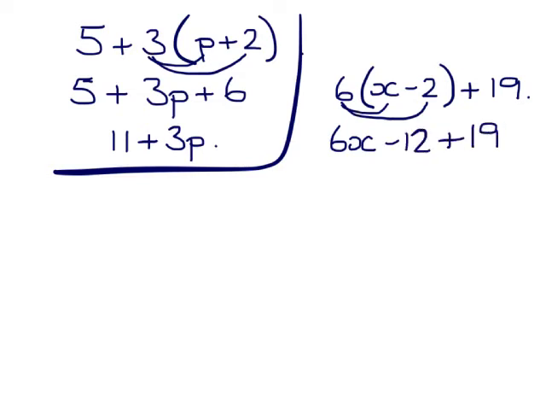Now, which of these two, 6x or minus 12, does the 19 go with? Well, it's just a number, so it goes with just the number term. Be careful here because it's minus 12 plus 19, which works out as plus 7. You take away 12 from 19, so you get 6x plus 7.